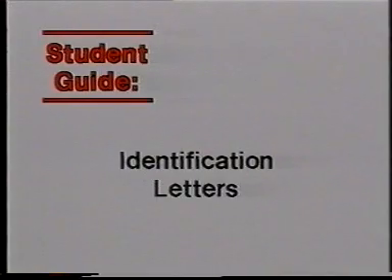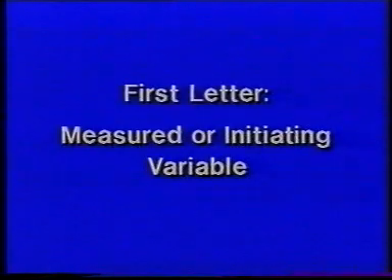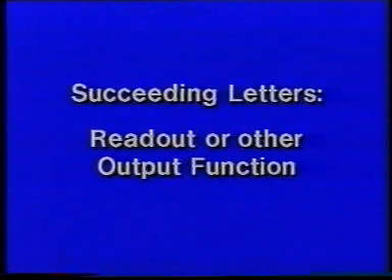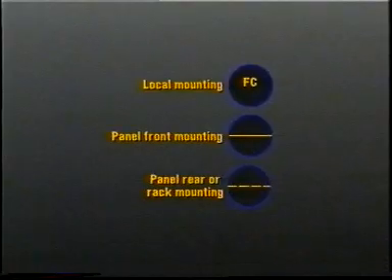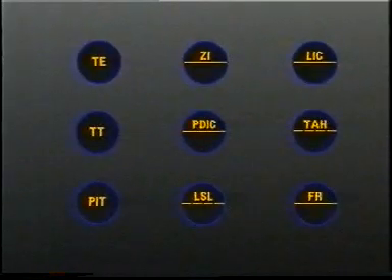Notice that if a particular letter is the first displayed, it is an indicator of a certain measured or initiating variable. Flow, for example. Succeeding letters indicate a readout or a passive or output function, such as an alarm. By interpreting these letter codes, we can pinpoint clearly what type of device a given circle represents. For example, a plain circle, that is one with no lines, containing the letters FC, would indicate a flow controller that is locally mounted.